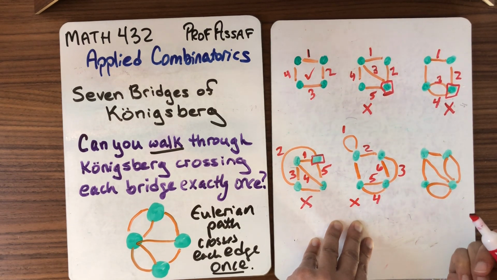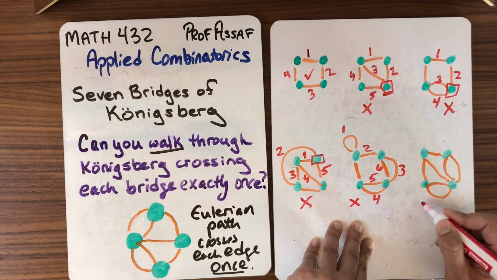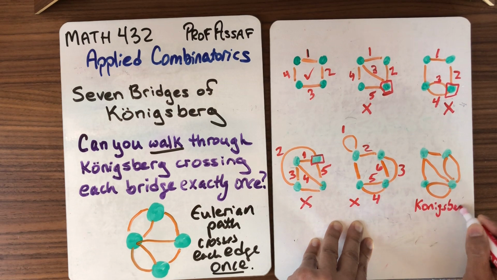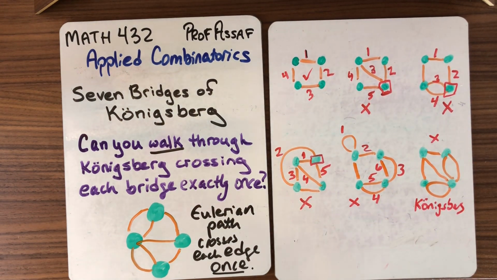Did it not work because I messed up, or because it's not possible to do? And this is Konigsberg again. And we cannot cross Konigsberg. So think about these examples. This one we could do. Is there a way that you could add an edge to the ones where we failed?